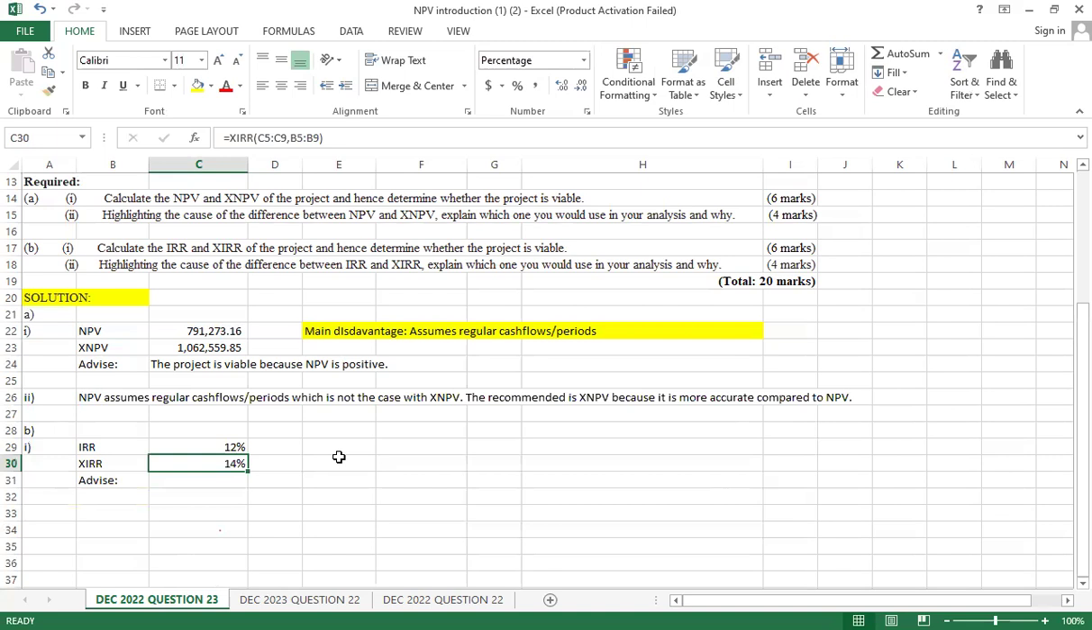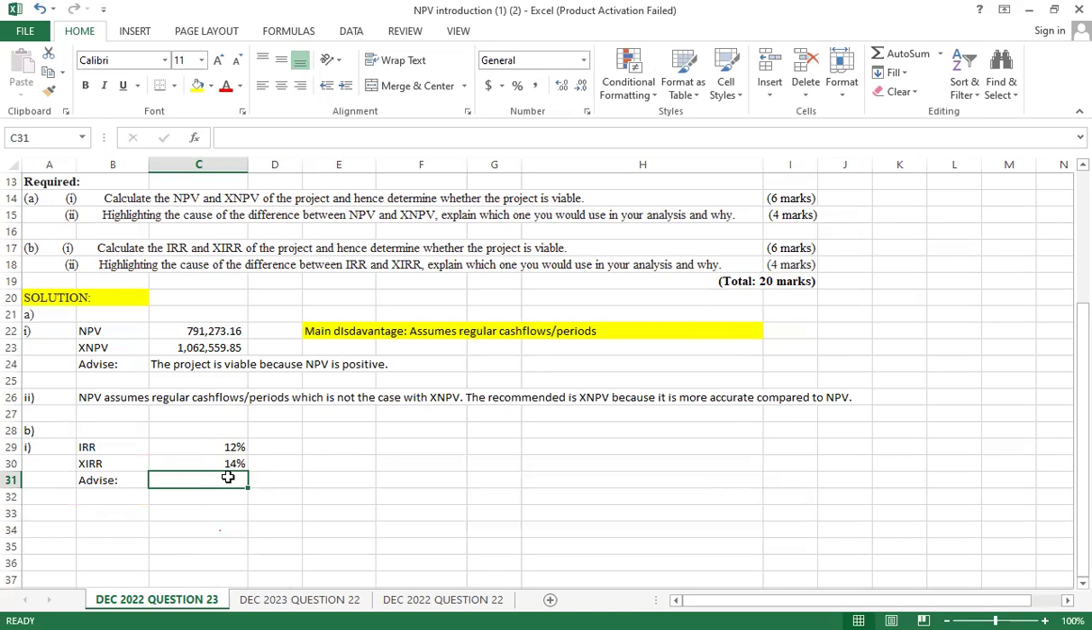Chanel is the one who is used to giving us the advice. Chanel, what is the advice on this one? Is the project viable or not viable? I think the project is viable. Why? I don't know if my answer will make sense, but the fact that the internal rate of return is greater than the cost of 8%.